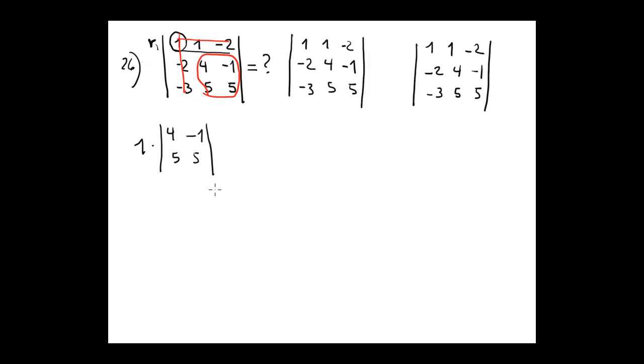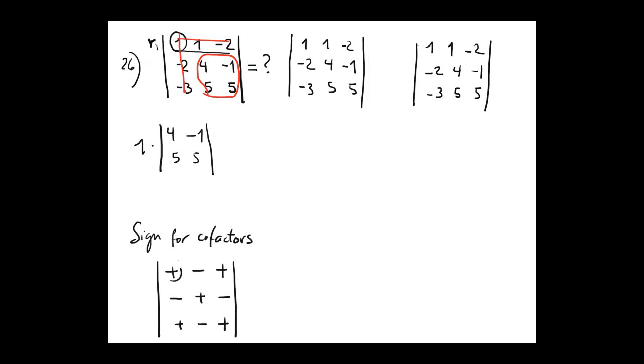Now let me explain something additional. The agreement of the signs for the cofactors is: the first one is plus, the second is minus, alternating: plus, minus, plus, minus, plus, minus, and plus. So we did that; it was plus. And the second is minus, so you put minus here.